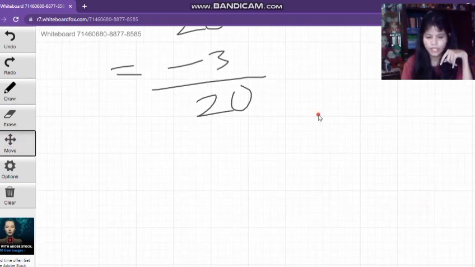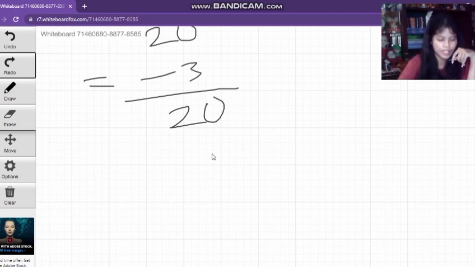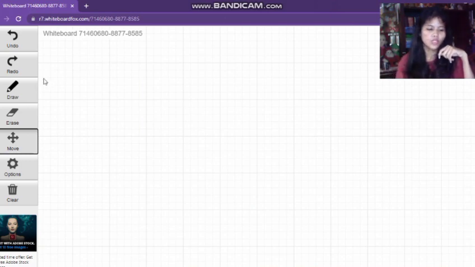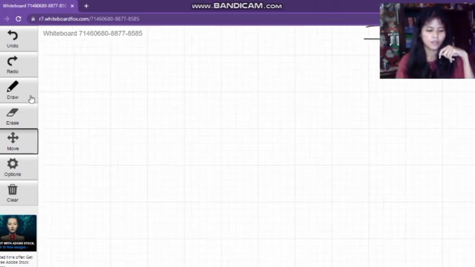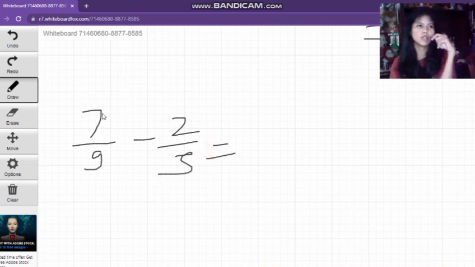We cannot simplify this number. So subtracting 1 over 4 and 2 over 5 gives us minus 3 over 20. Or we can do it another way. For example, 7 over 9 minus 2 over 5 equal, we do the cross multiplication.